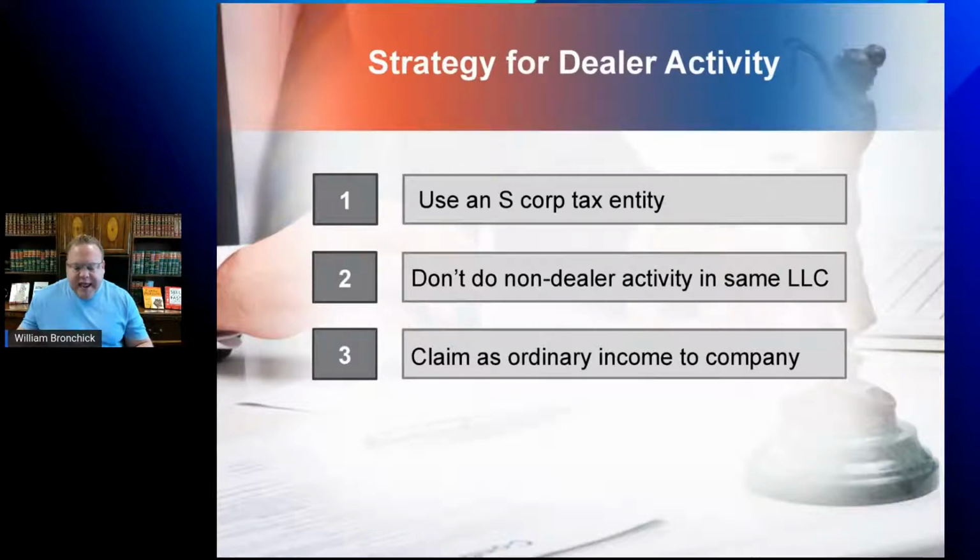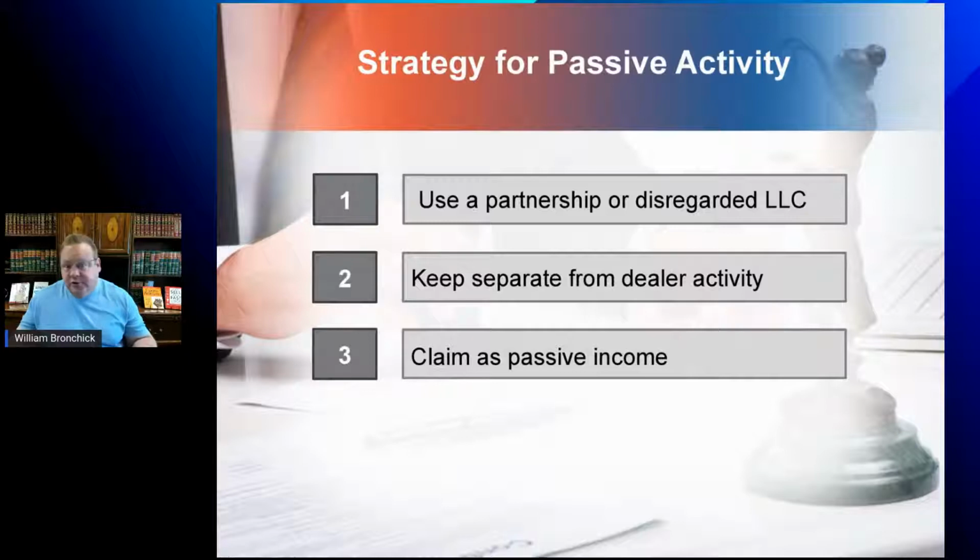Don't do it in your own name as an individual, because you're going to pay FICA tax on all of it. Now, for passive activity, that's rental income, interest income, you want to use a partnership format as an LLC, or what's called a disregarded LLC. I'll explain in a little bit what those terms mean, so you have an understanding how we use the LLC. Number two, you want to keep that income separate in that entity, separate from the dealer activity in another entity. And we're going to claim that as passive income, which is subject to ordinary rates, but not subject to FICA tax.